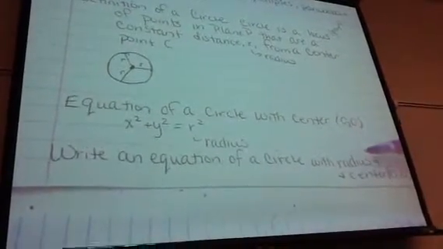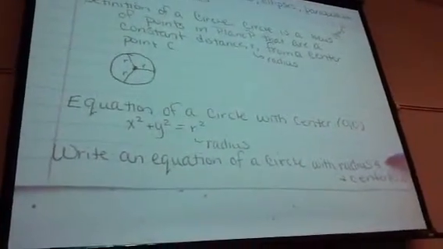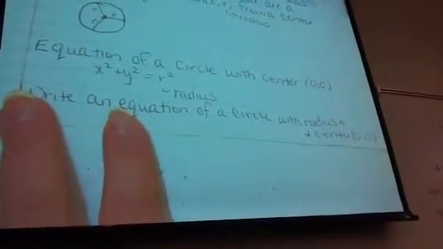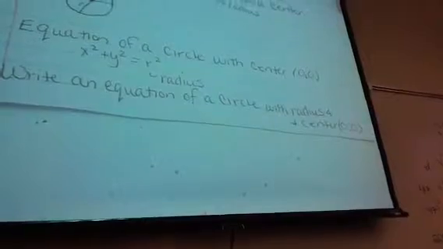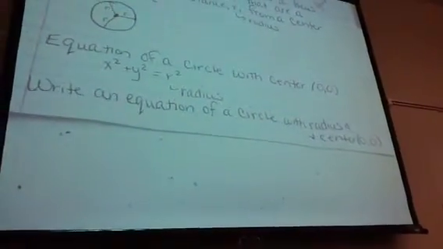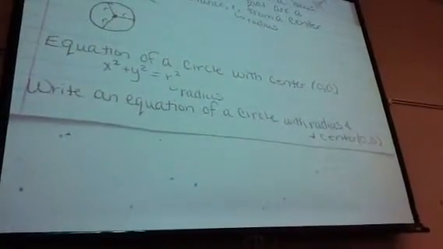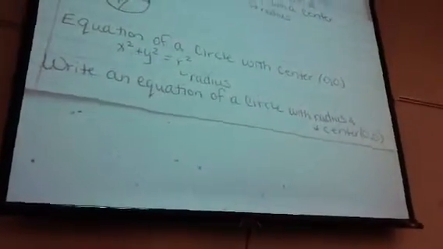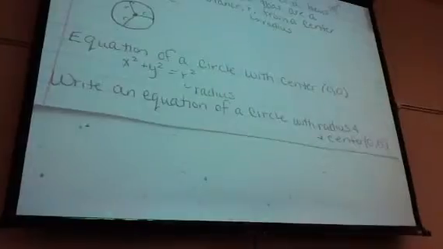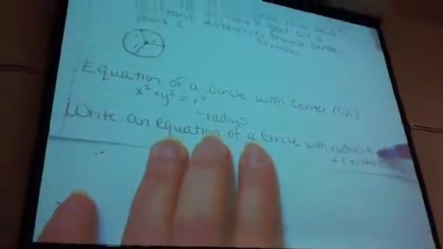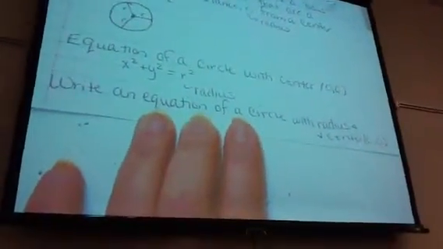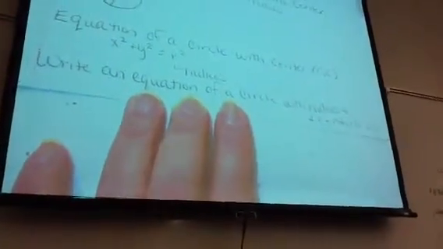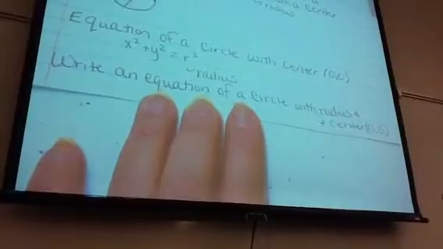So if we wanted to write an equation for a circle with a radius of 4 and a center at 0, 0, using that information we just had above, we would say that was x squared plus y squared equals what? If the radius is 4, squared. It would equal x squared plus y squared equals 4 squared. Jackie, what's 4 squared?